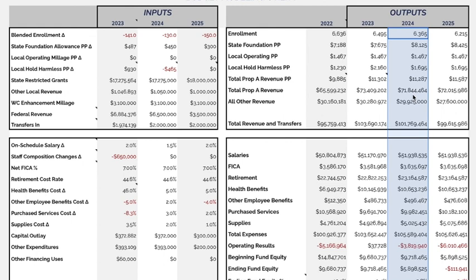Now, there are all kinds of dials we can play with here. Let's take a scenario that gets worse. Let's say that we have another really bad surprise in enrollment. Instead of losing 130 students, let's say we lost 250, just to give you an example.